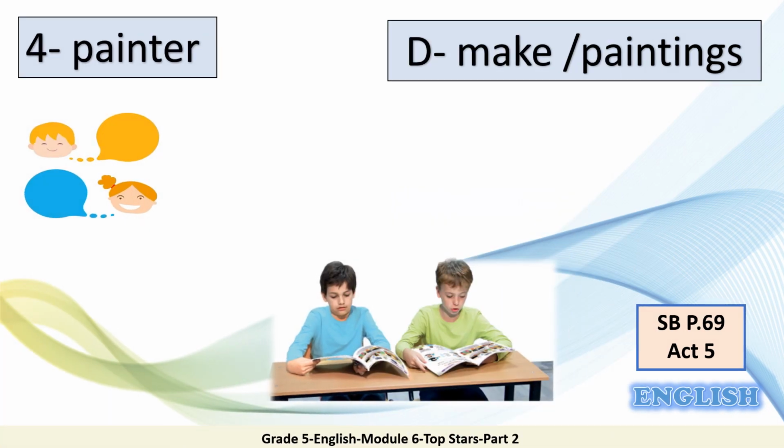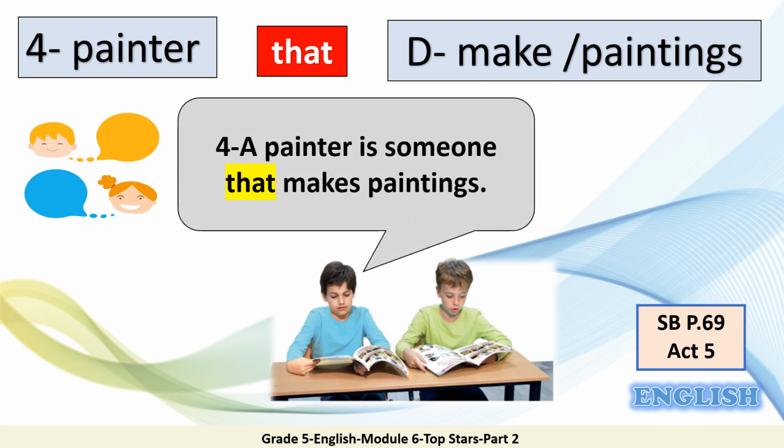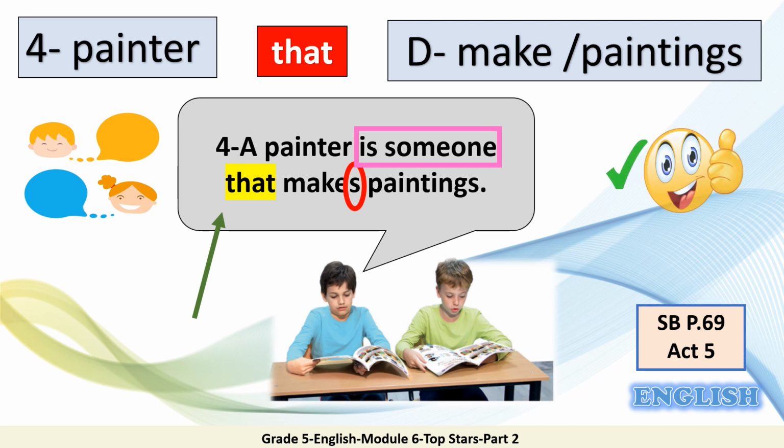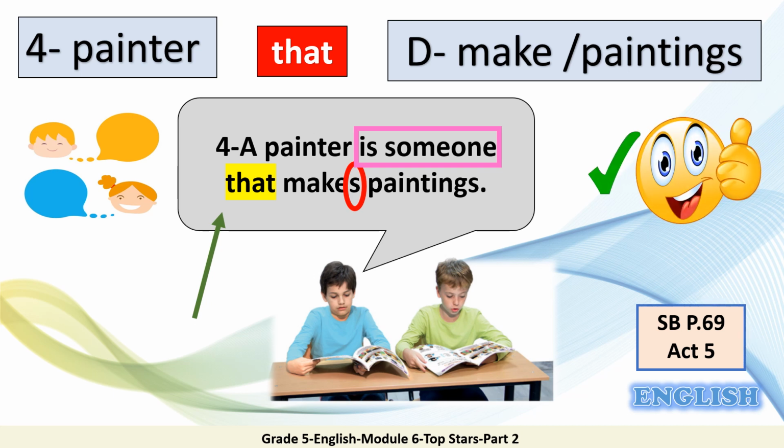The last one. 4. Painter. D. Make paintings. This time, use that. Say your sentence. A painter is someone that makes paintings. What did you do? You started with is someone, then you added that, and you didn't forget to add s. You are great!